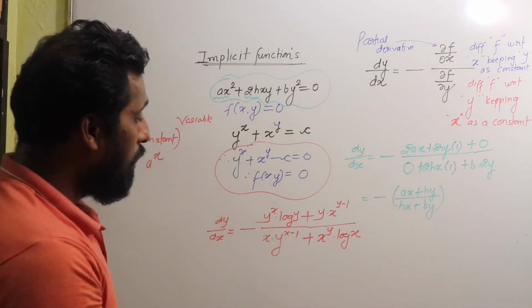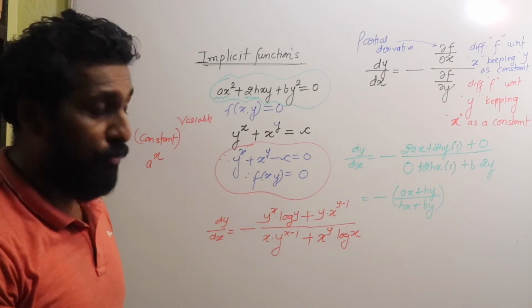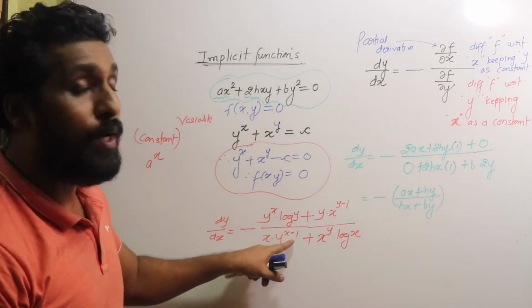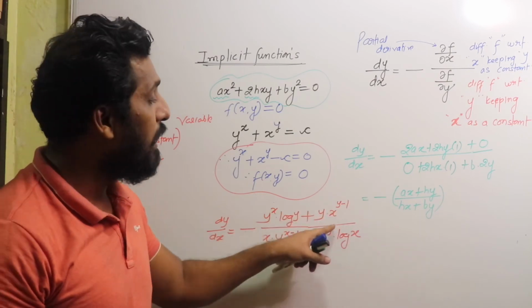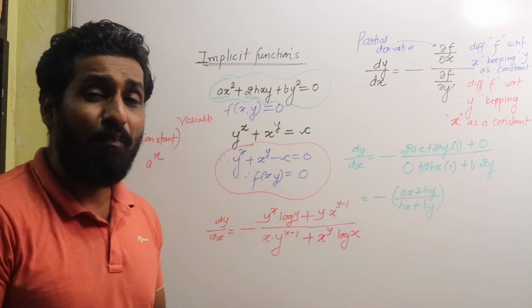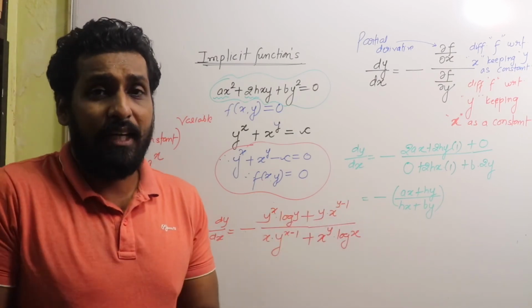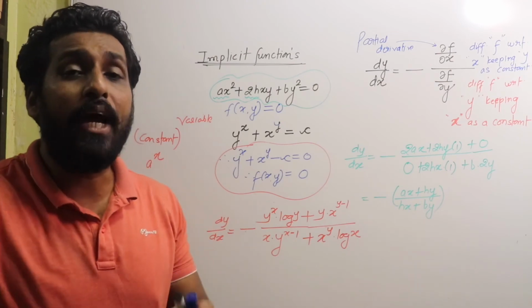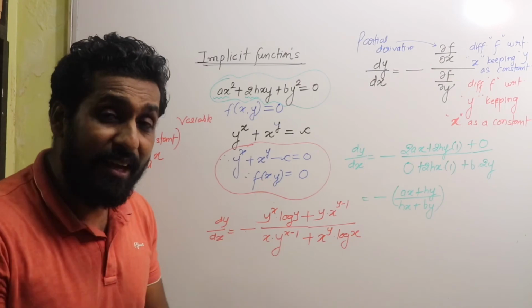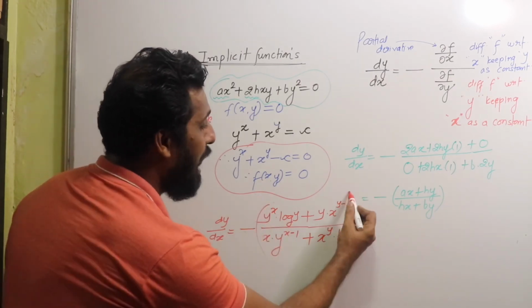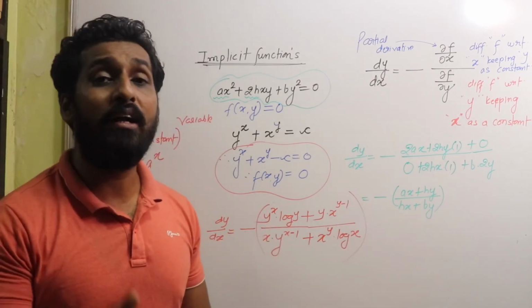So from here, if you want, you can simplify it a little bit. You can write y raised to x minus 1 as y raised to x upon y, and x raised to y minus 1 as x raised to y upon x, and simplify as the answer is. Whatever options are given to you, you can modify whatever answer you have got. But have you again realized you have got the answer in just one step?